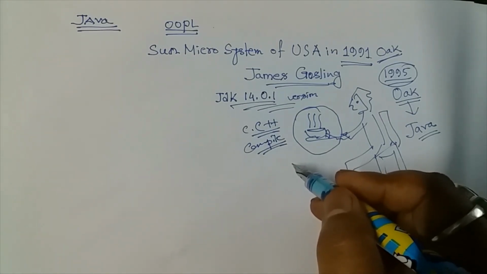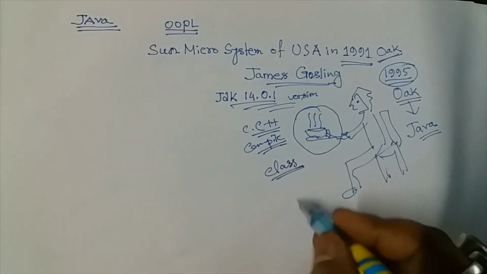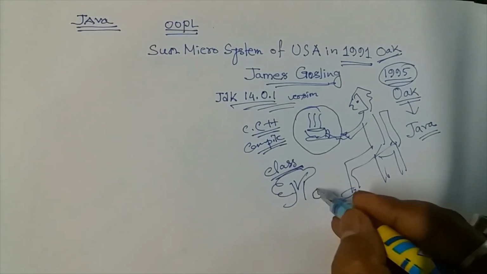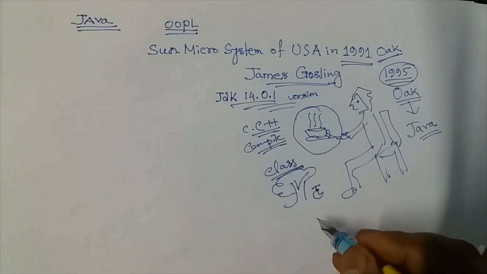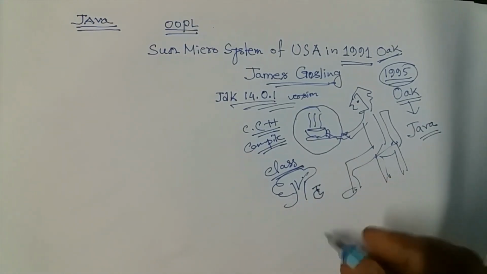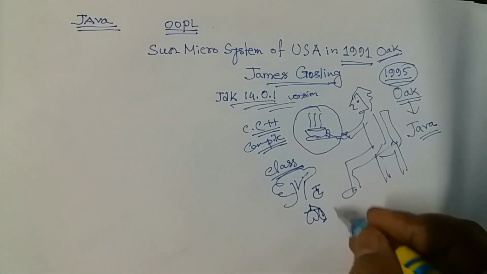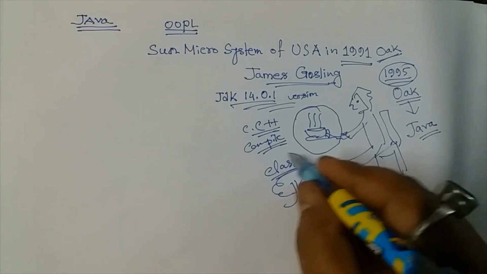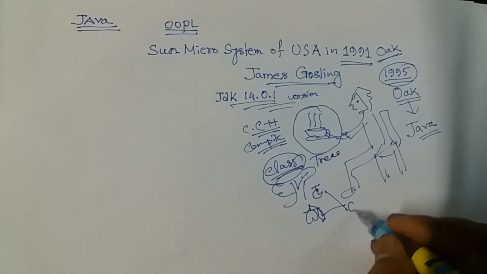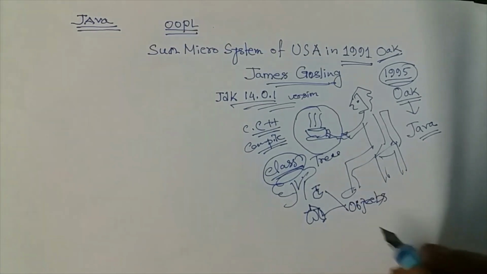Here we use the terms class and object. Class is like a tree. If we get from this tree a mango, this is a mango tree. If we take an apple from this tree, then it is an apple tree. So class is tree and mango, apple, those are objects.